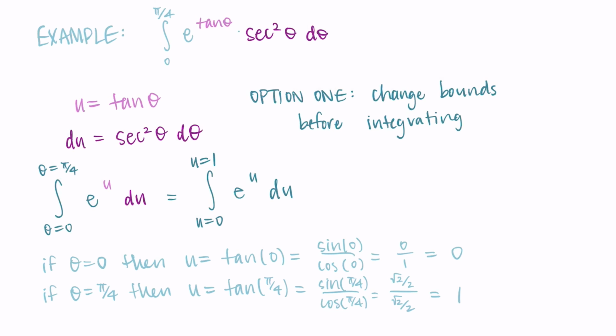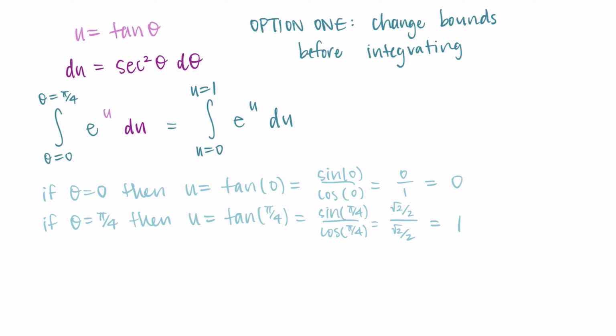So I change my bounds first before I do any integrating, and then I don't have to worry about having any x's anymore. I have a new problem now that is written entirely in terms of u, e to the u du with bounds that are u's. So the antiderivative of e to the u is just e to the u. I'm evaluating it from 0 to 1. When I do this, I'm getting e to the 1 minus e to the 0. E to the 0 is just 1, so I have e minus 1. Okay, so that is the solution to this definite integral.